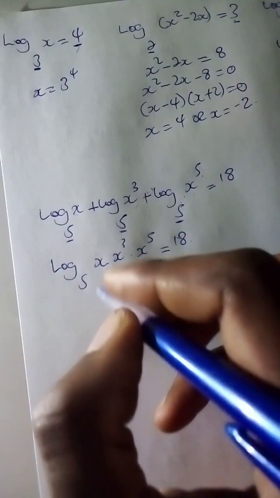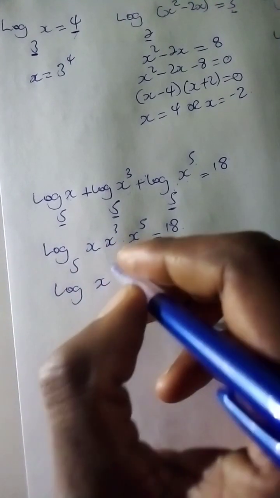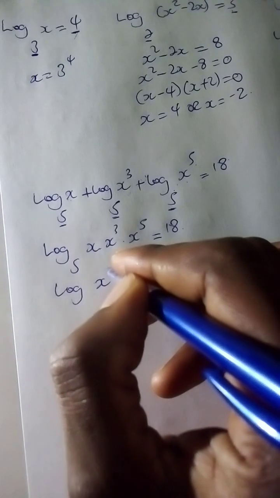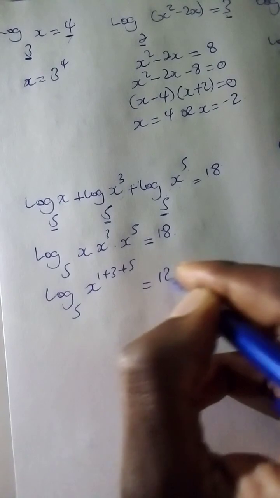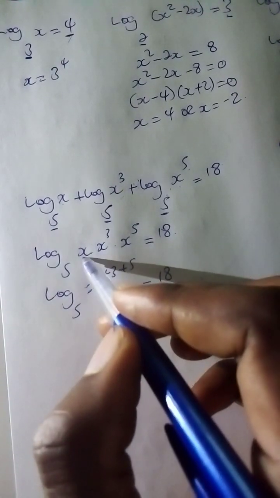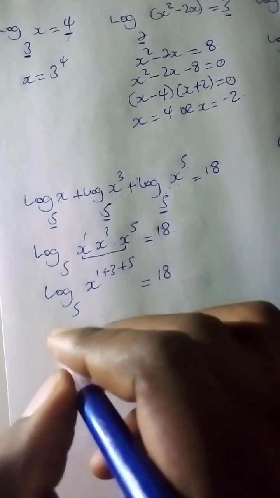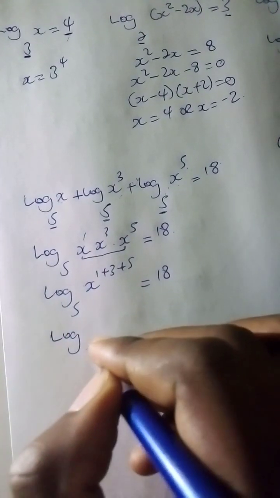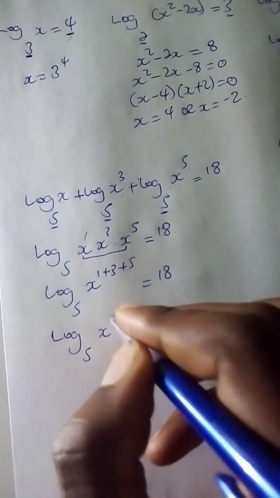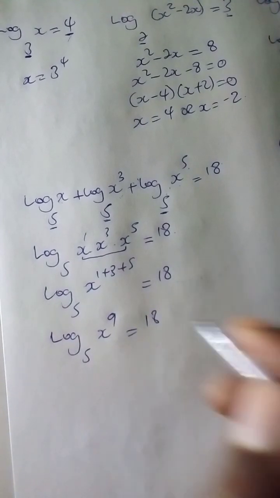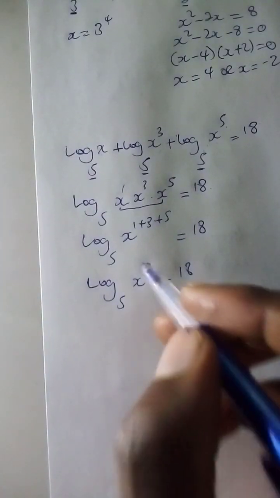So now from here we can say that it's log 5x to the power 1 plus 3 plus 5, it's equal to 18. The reason why we're doing this is because these bases are the same, therefore we can add the exponents, right? So now this would mean that it's log 5x, that's 5 plus 3 plus 1, that's 9, it's equal to 18. Now from here, the only way that we can actually solve this, we need to get rid of this, right?